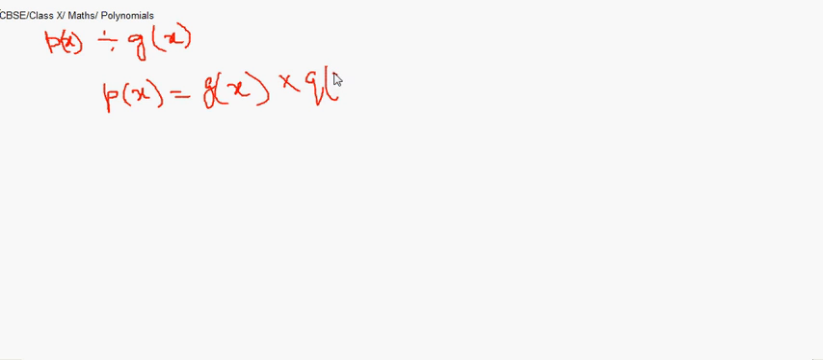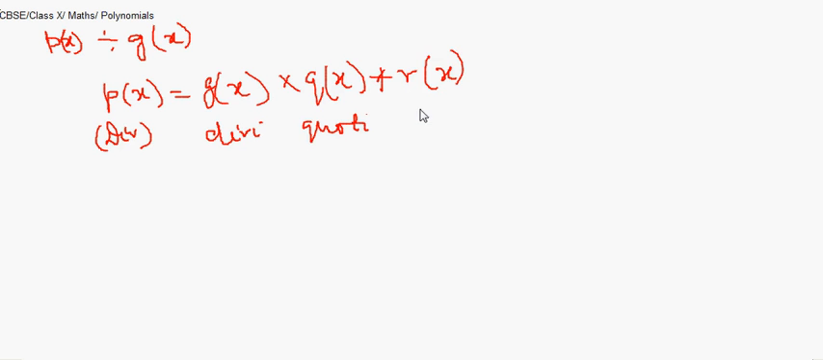is divided by suppose qx or gx, then px can be represented as gx into qx, that is represented by the quotient plus the remainder. And in terms, if you want to remember, this is the dividend, this is the divisor, this is the quotient, I'm using some short forms, and this being the remainder.